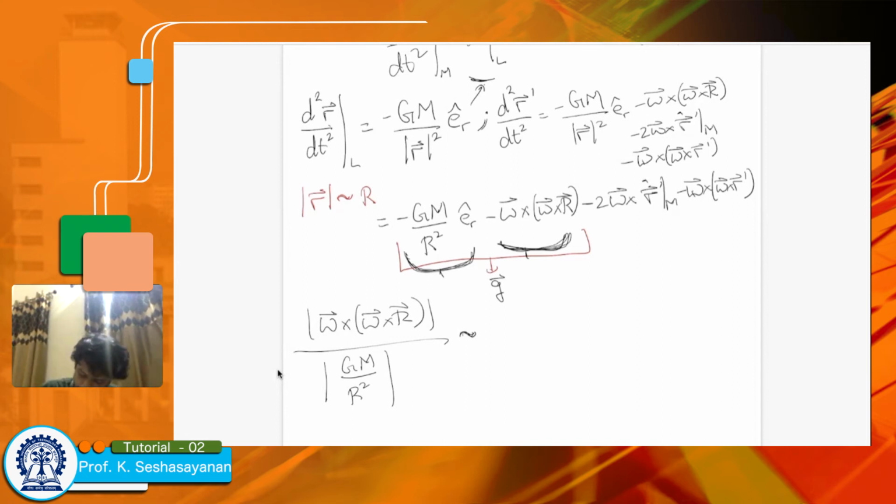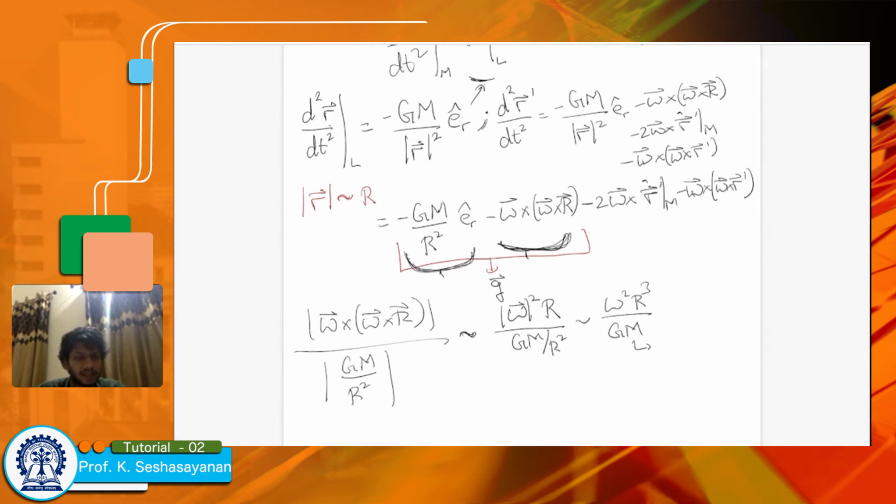So what I'm saying is that omega cross omega cross r, I would just take it as the norm of omega twice, so it's like omega square times capital R, the norm of the r vector being capital R, and below you get GM by r square. Okay. So this is of the order omega square R cube by GM, where M is the mass of the Earth. So we can look at some standard values. I don't have them in my head.